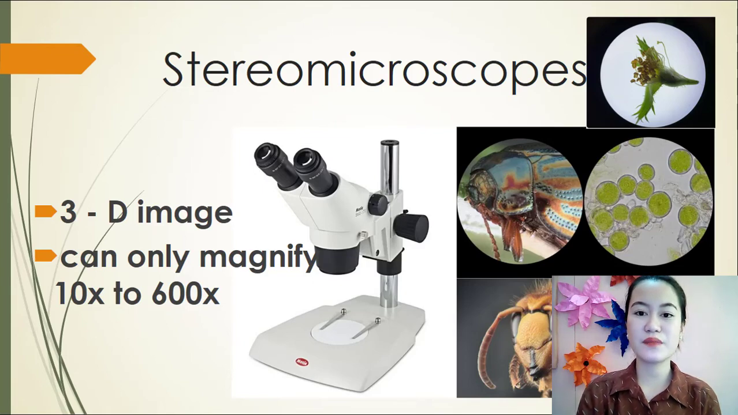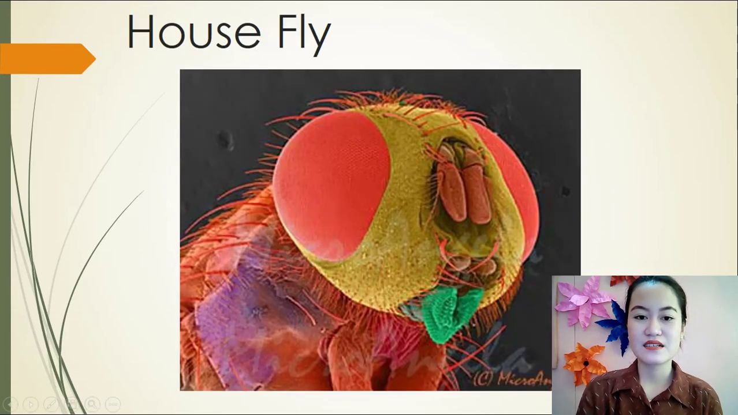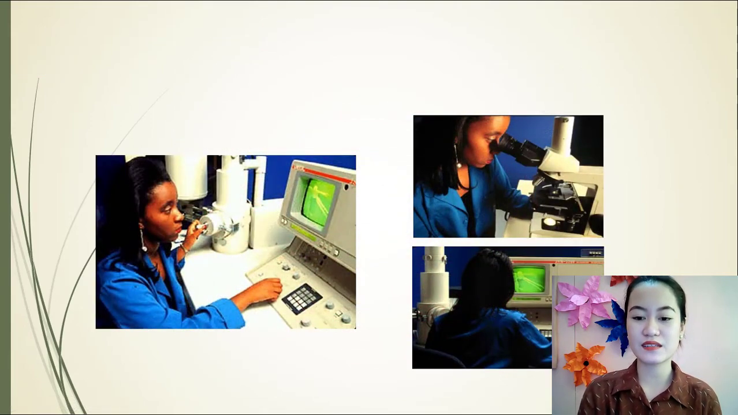Next is the electron microscope. Can magnify more than 500,000 times. Ayan. So, now, ganito yung hitsura niya. Ayan. So, yung housefly, anong hitsura niya? Sobrang linaw. Kita-kita mo yung electron. So, ganito ang hitsura ng electron microscope. Ayan. Computer na. From the word electron, electronic na siya. Okay?